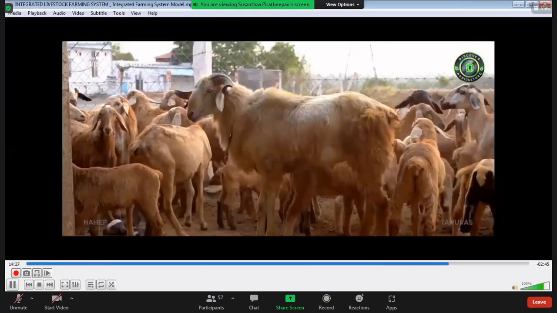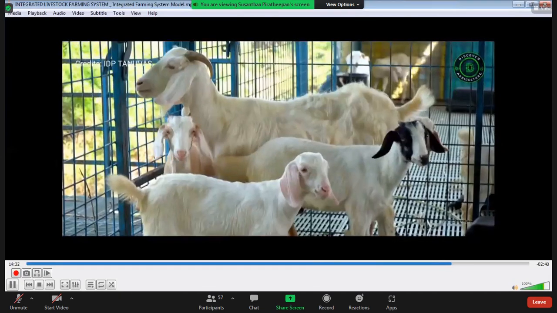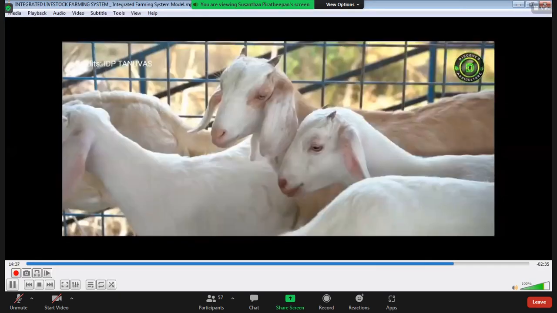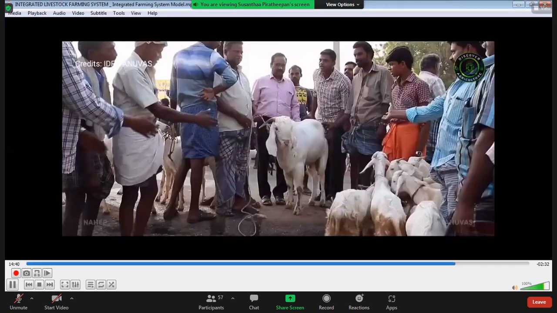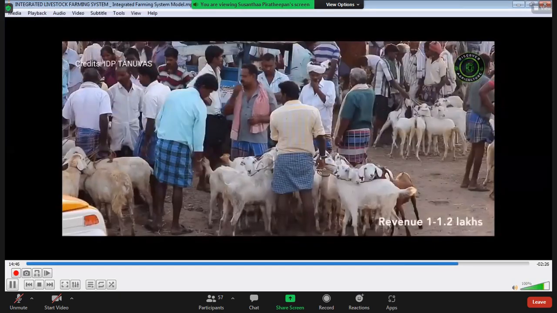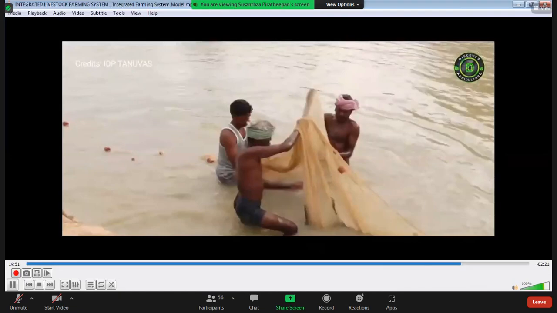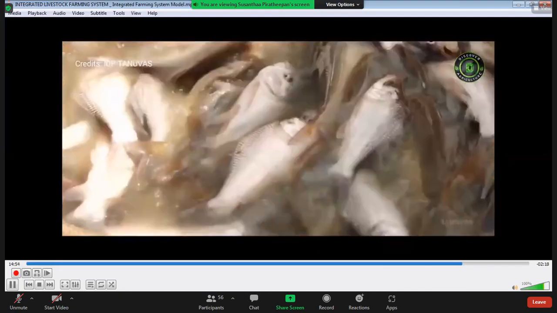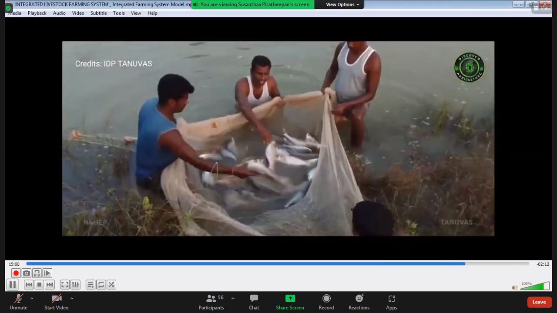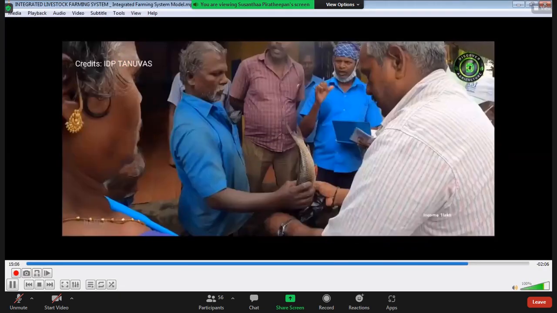With regard to the revenue, 30 young sheep or goats weighing 500 to 600 kgs will be ready for marketing every year, and each goat will be sold at the rate of rupees 200 to 250 per kg of live weight, thus generating a revenue of 1 to 1.2 lakhs. Around 1,500 to 2,000 kgs of freshwater fishes, namely rohu, katla, can be harvested in 1 acre per year and sold at rupees 100 per kg of fish, thus generating an income of rupees 1 lakh.